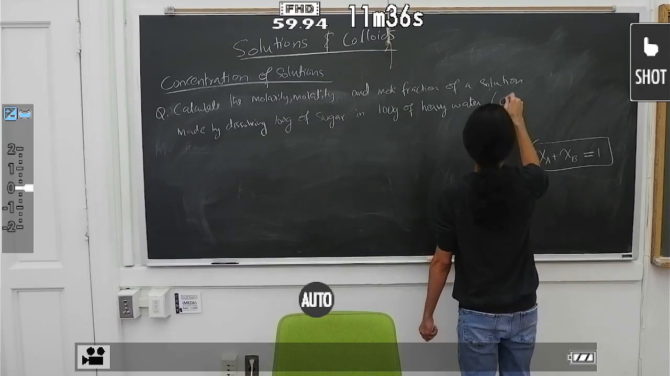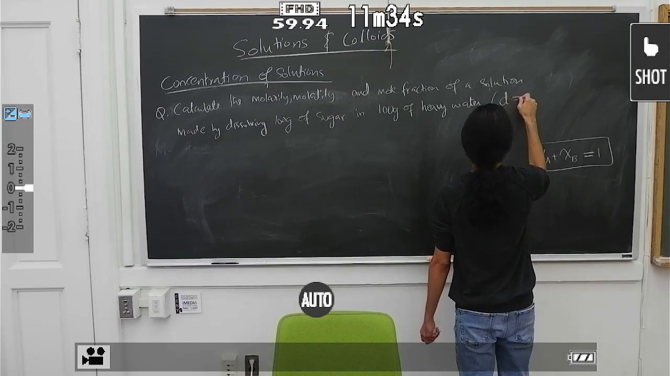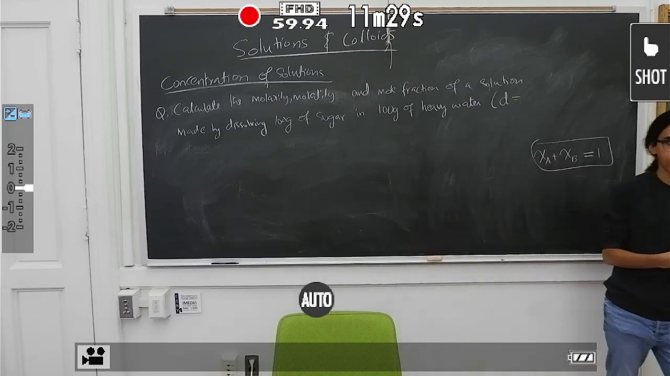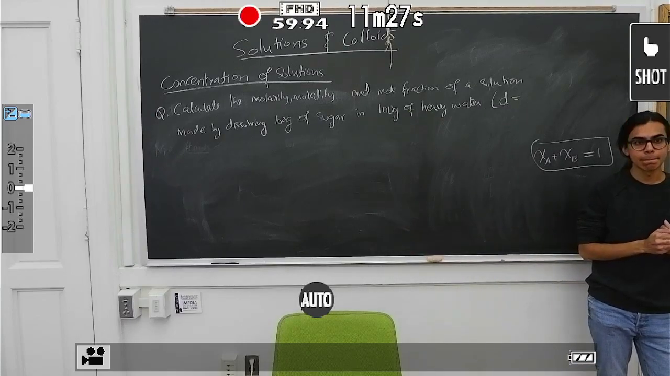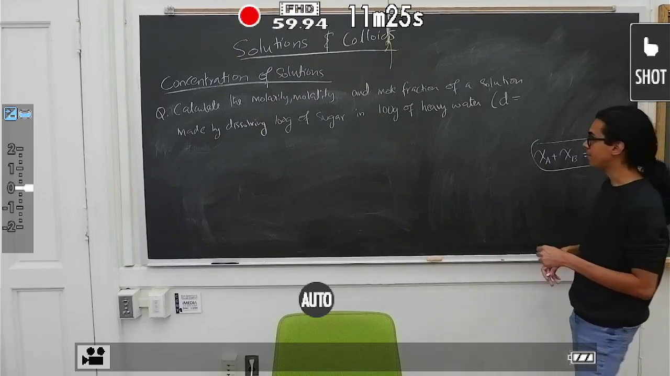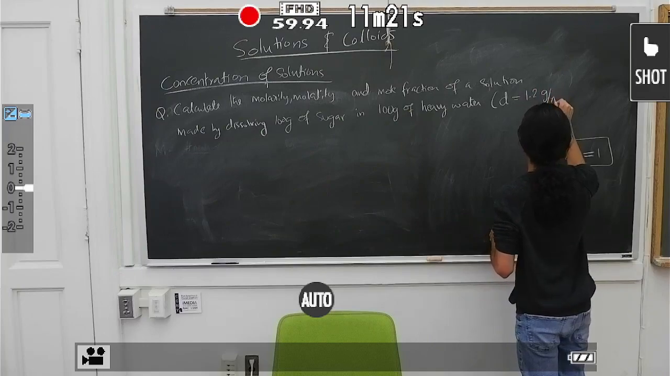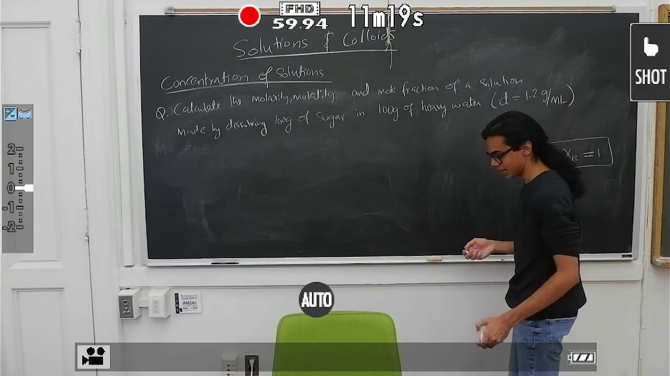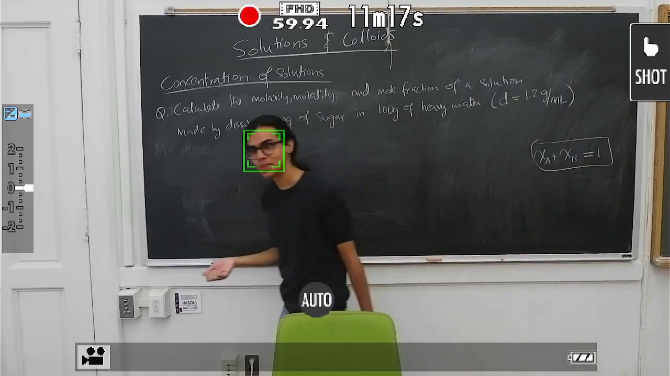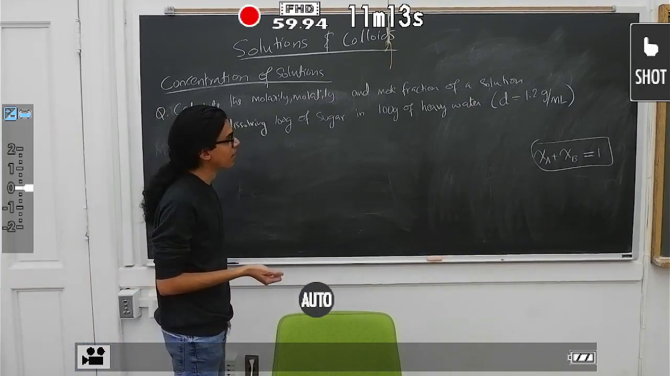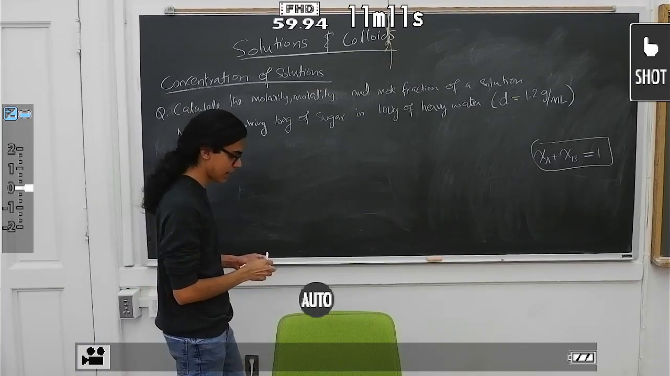And I'll give you that the density of heavy water. What's the density of water? It's 1 gram per milliliter. The density of heavy water is going to be higher. Let's say it's 1.2 grams per milliliter. So we're making heavy syrup. Mildly toxic, but delicious. Yeah, because it has heavy water in it.